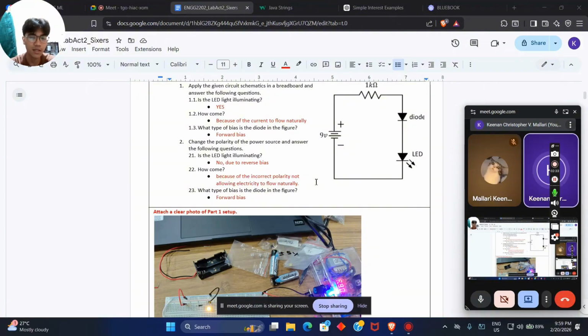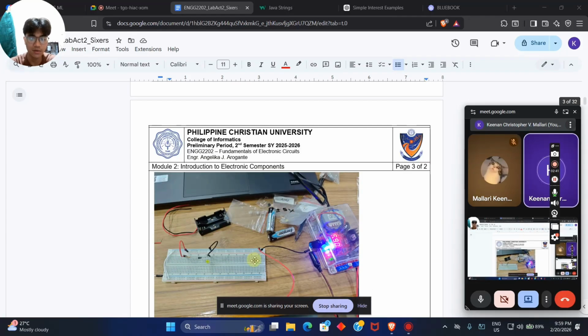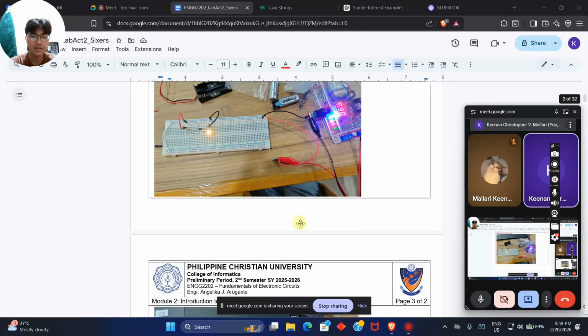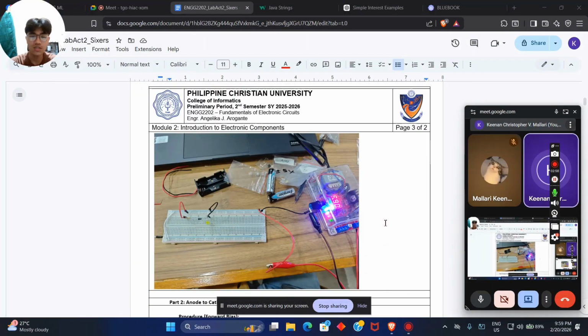Number 2 is changing the power source. Yes, we just flip the power source. So the red, instead of being on the positive side, was on the negative. And the black, which should be on the negative, we put on the positive. Since there's no natural flow of electricity due to reverse bias, electricity cannot flow to the proper components and the LED won't light up.